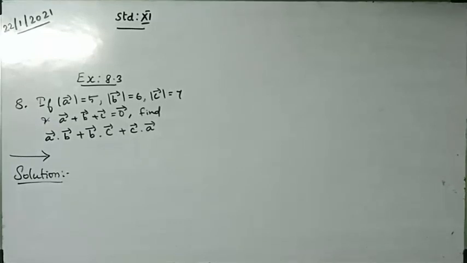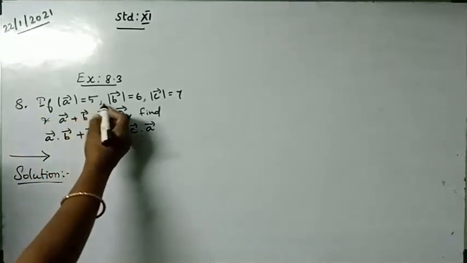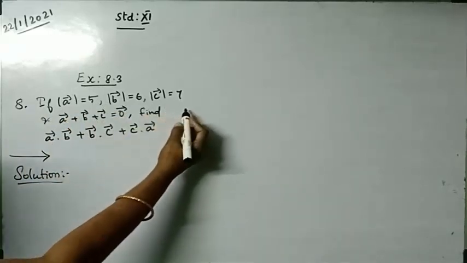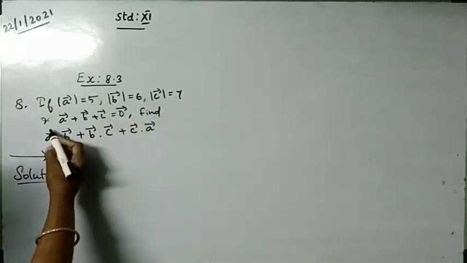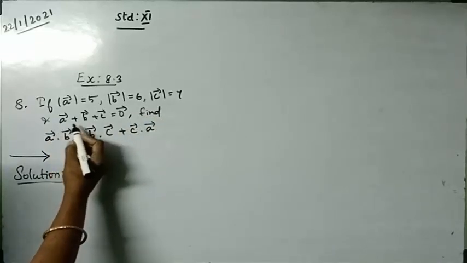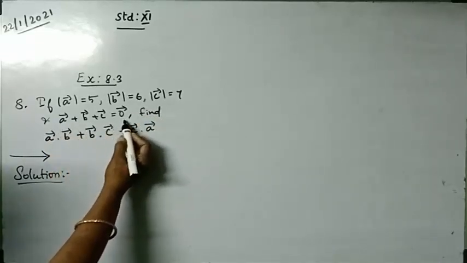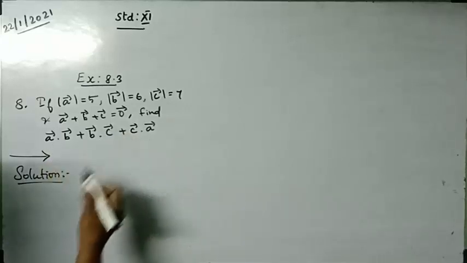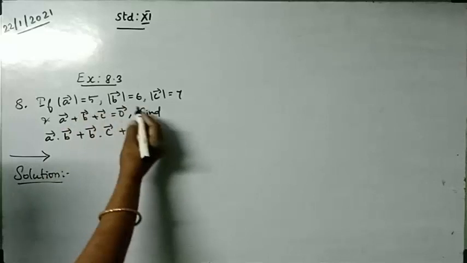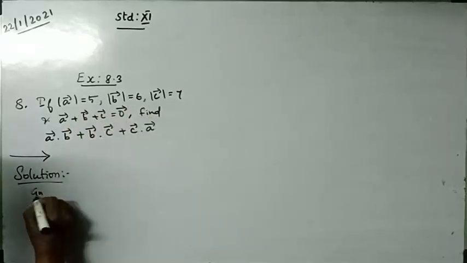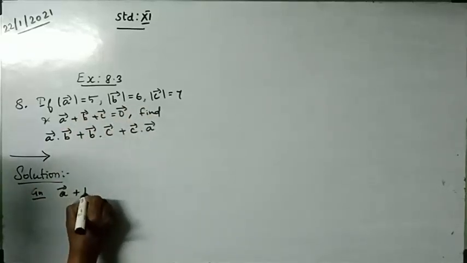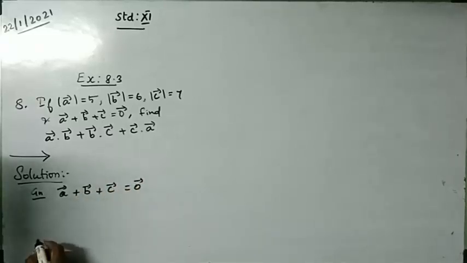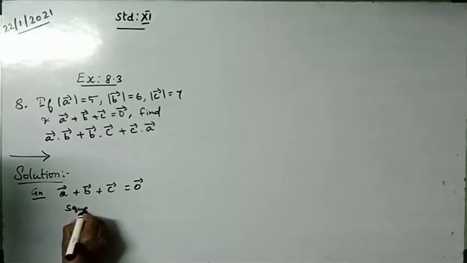Now question number 8. If modulus of A vector is equal to 5, modulus of B vector is equal to 6, modulus of C vector is equal to 7, and A vector plus B vector plus C vector is equal to 0, then find A dot B plus B dot C plus C dot A. First take what is given. A vector plus B vector plus C vector is equal to 0 vector. Squaring on both sides.